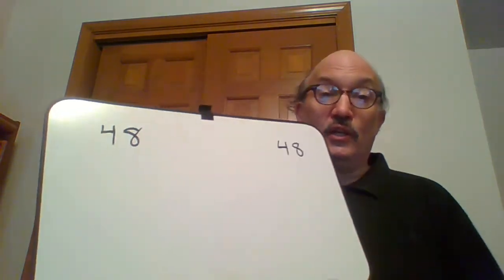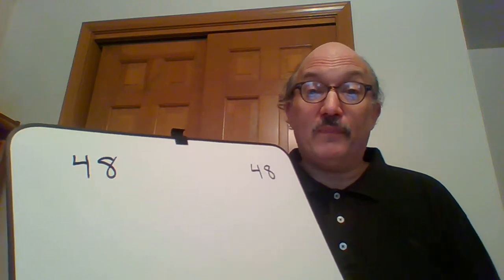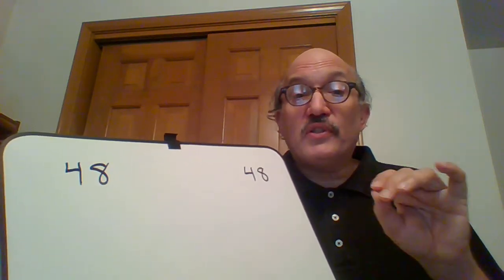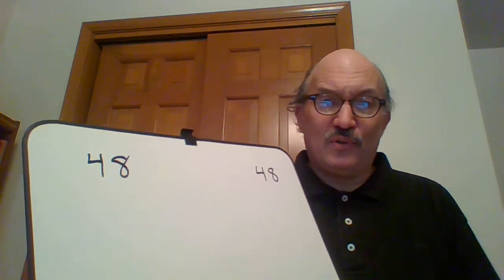Now we have to talk about what prime factorization means. Let's look at the number 48. Now 48 is clearly not prime. 48 has a lot of factors other than 1 times 48. We can represent 48 as the product of only prime numbers.